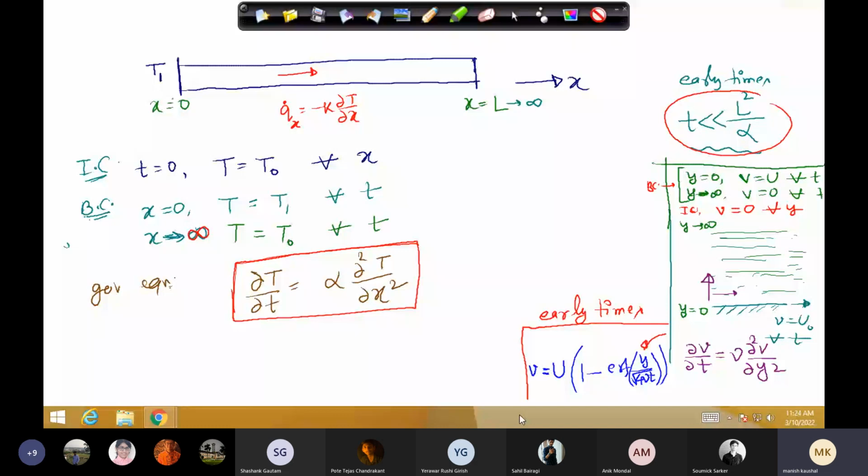So just keep in mind a fair idea of when the error function solution will work. You should know that it only appears at early times. Separation of variables works when you take the finite length problem. So these things, I'm not expecting too much from you.